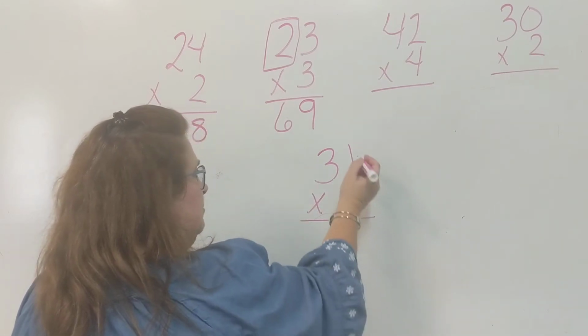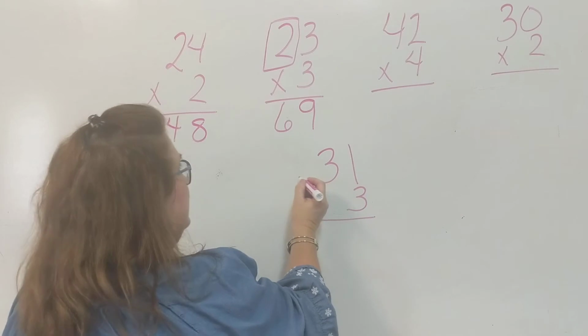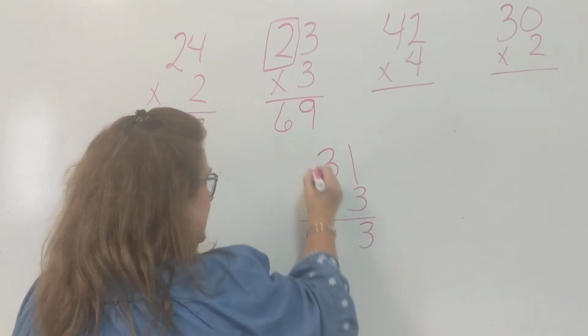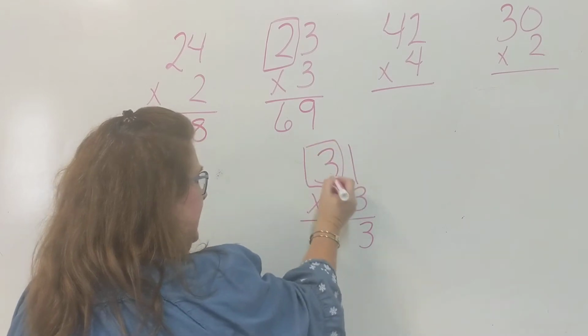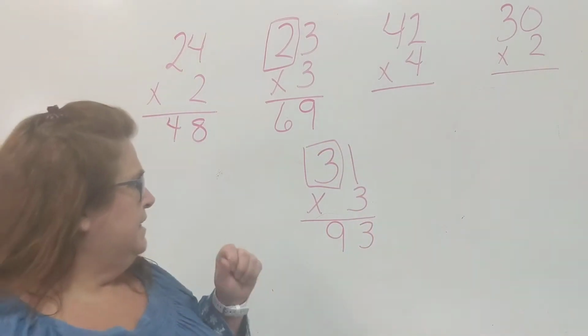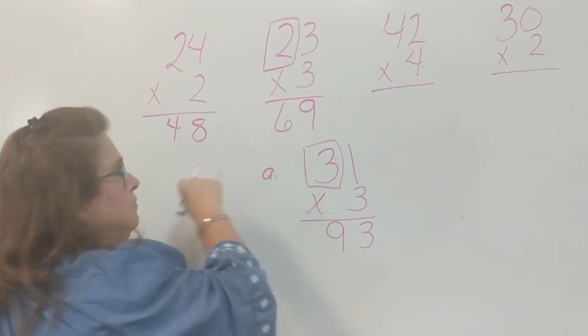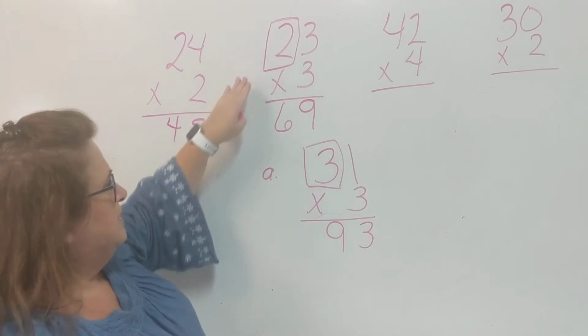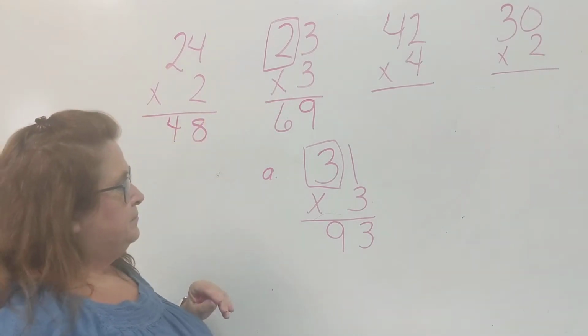So we're going to multiply our 1 times our 3, then our 3 times our 3. So 1 times 3 is 3, and then 3 times 3 is 9. So our product is 93. That is letter A. And then letter B is 23 times 3, which we did.